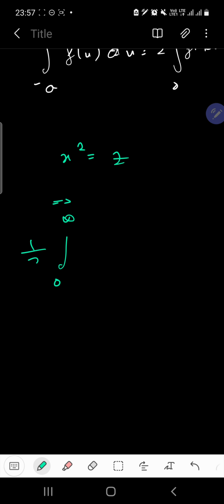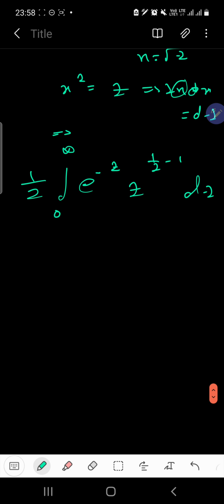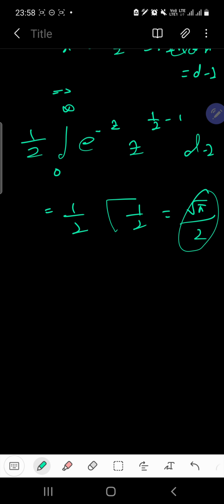A 2 comes out surely. Inside we have e to the power minus z, and here we have z to the power 1 by 2 minus 1, dz. Clear? Because from here you get 2x dx is equal to dz, and this x is nothing but root z. This x is nothing but root z. So when you get this, what do you actually get? From here you get half, and this becomes gamma half, that is root pi over 2. Clear?